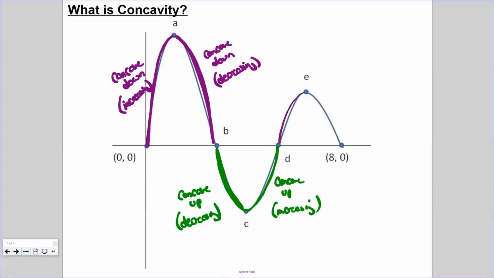And then from D to E, we are popping outwards. So concave down, but this is increasing. And then from E to 8, we're also popping out. So this is also concave down, but this time it is decreasing.